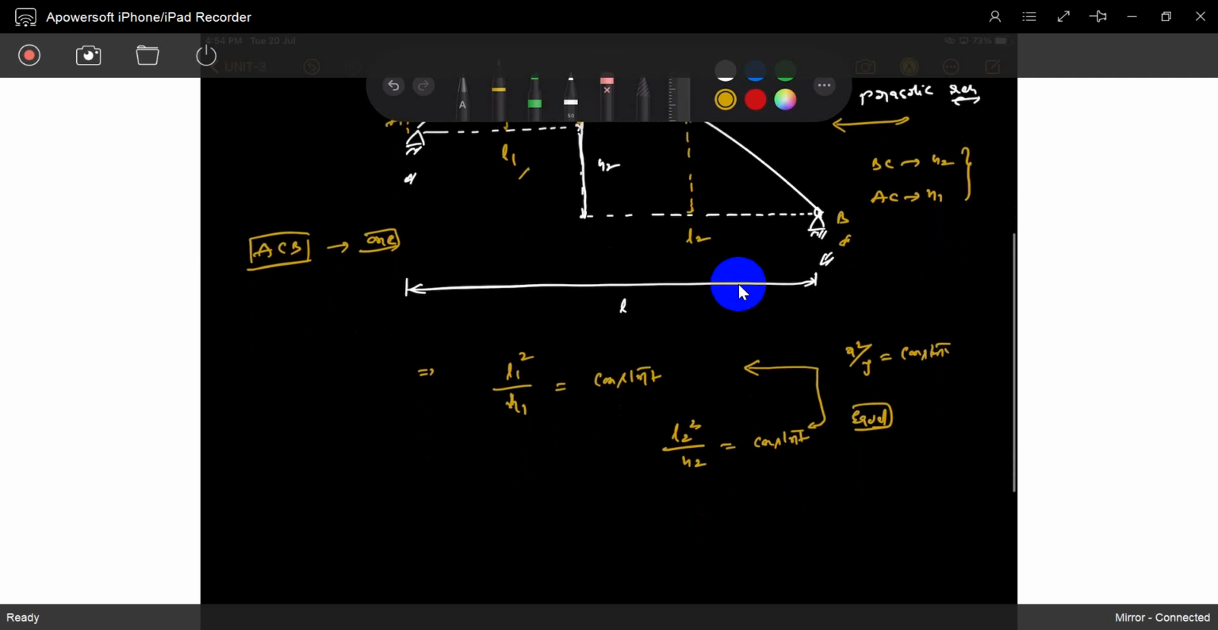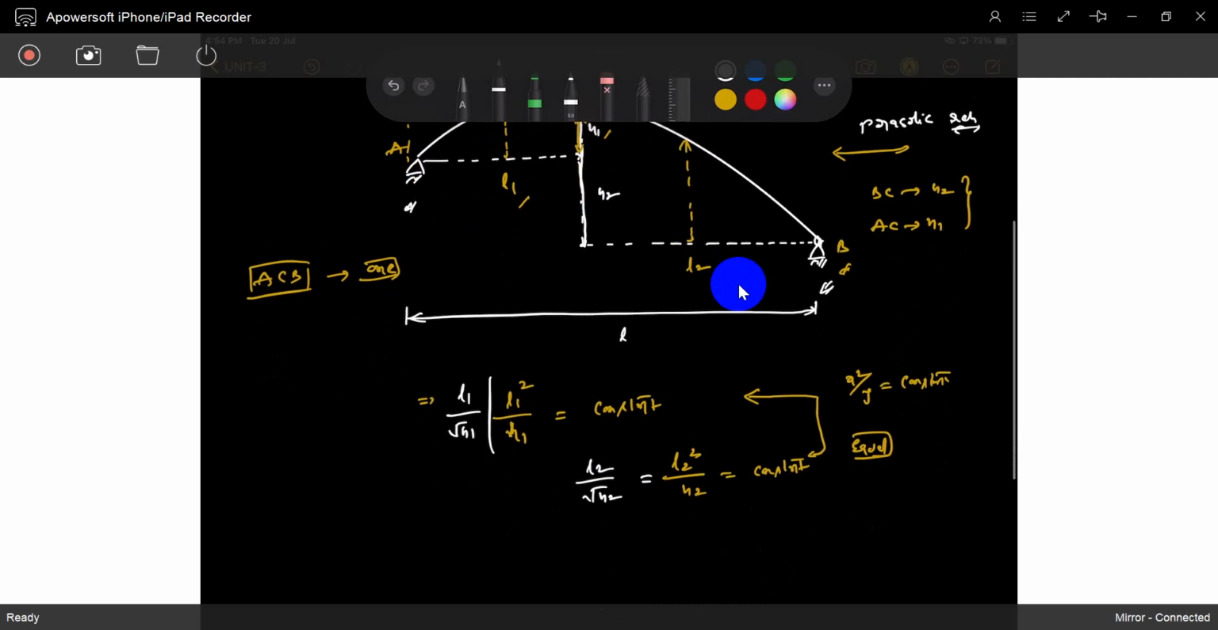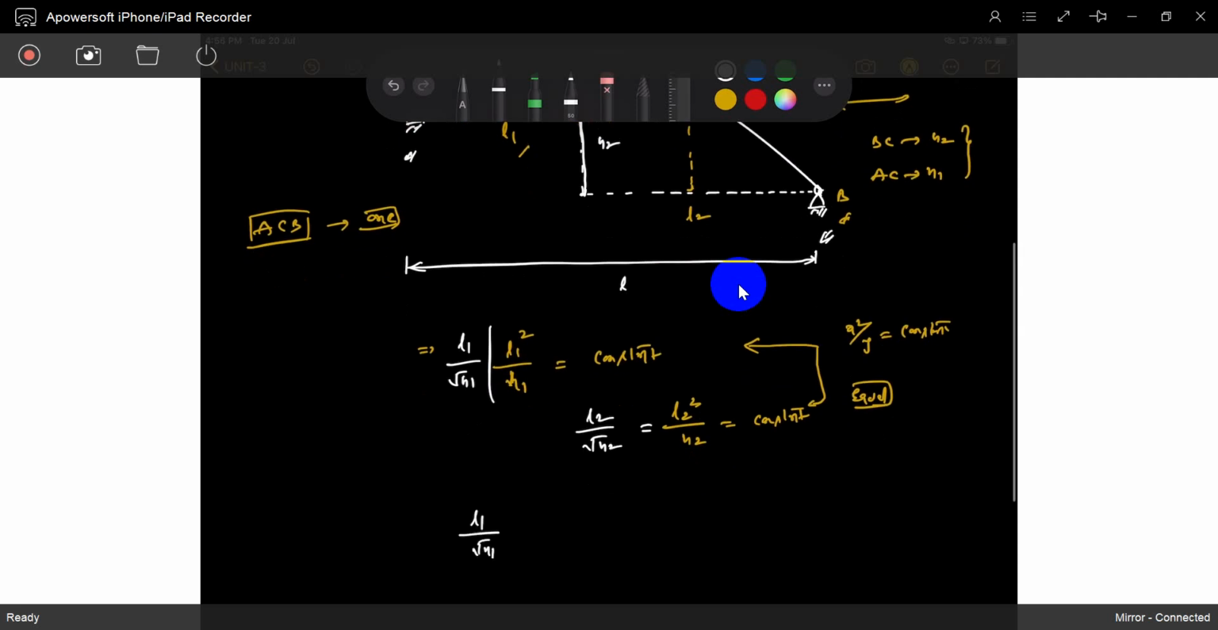You can write like this: L1 by root H1, and L2 by root H2. Both are equal because it is one parabolic. This is one part, this is the second part, but the same is applied throughout the span. If L1 by root H1 equals L2 by root H2, then you can write L1 by L2 by root H1 plus root H2. You can write it now.